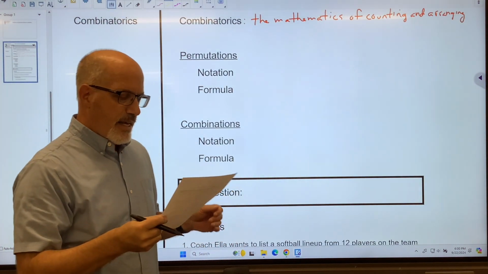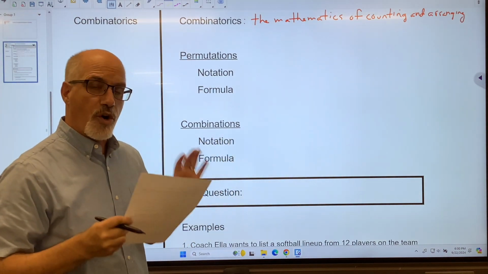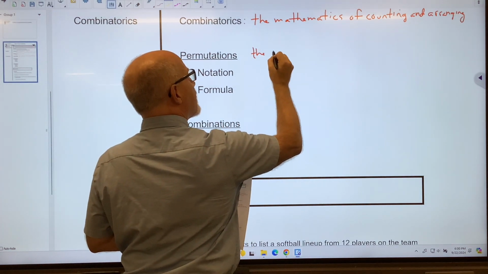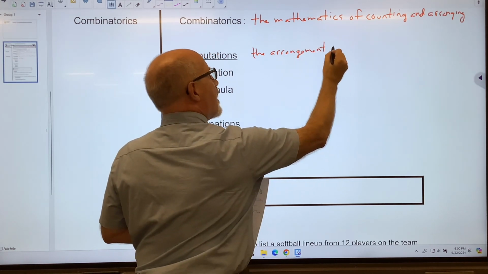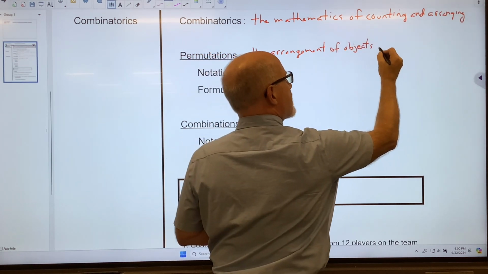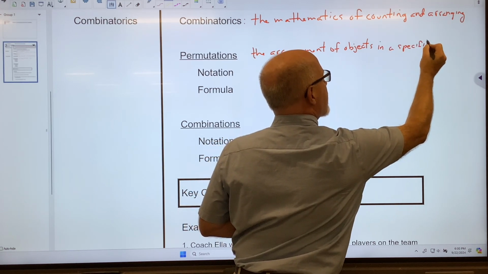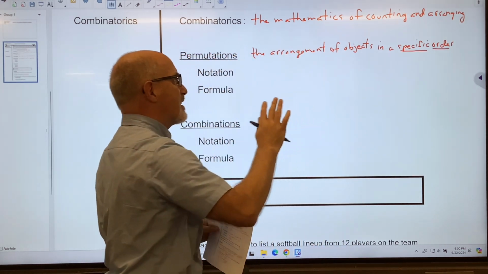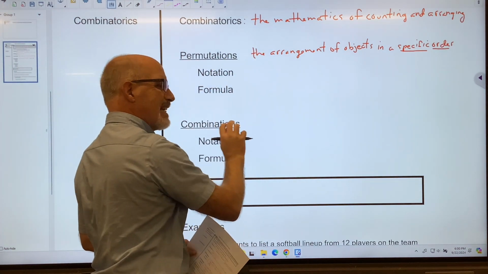Permutations are the arrangement of objects in a specific order. Order matters for this one. So order makes a difference here. That's the big difference between permutations and combinations. Order matters here, it does not matter there.